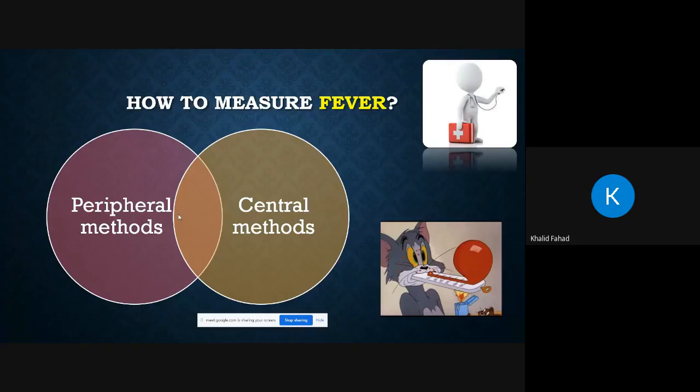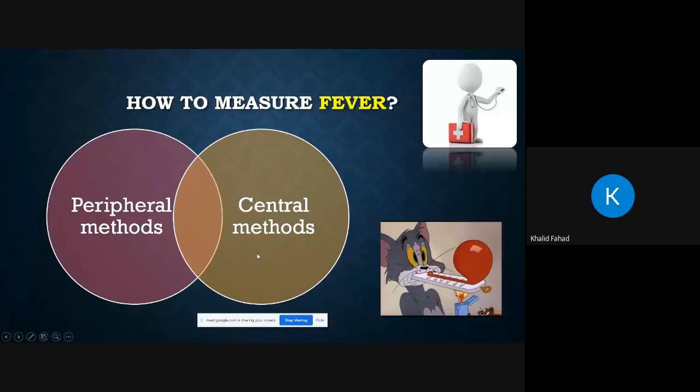What about the central methods? Any idea about the central methods for measuring body temperature? Doctor, rectal temperature? Yes, very good. Rectal thermometry. Okay. Any other can add to this question? Esophageal, by using a special probe to measure the central, the core body temperature.